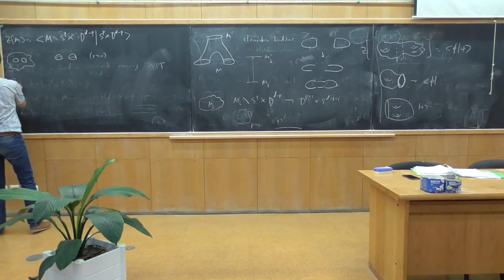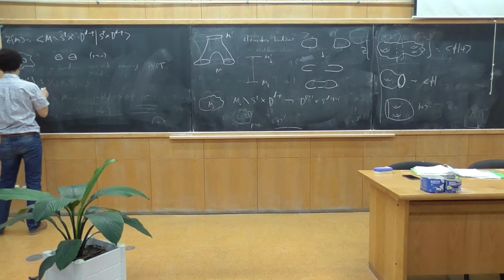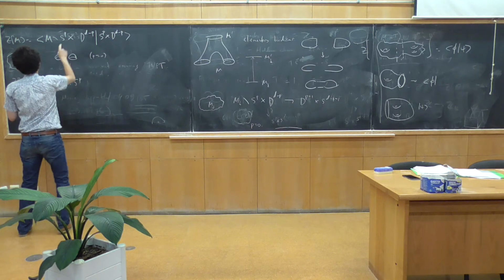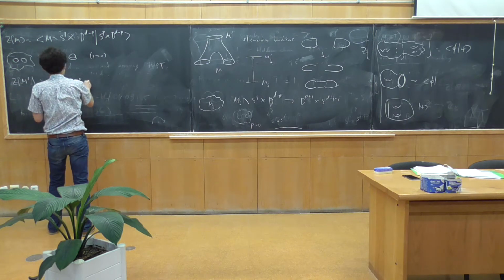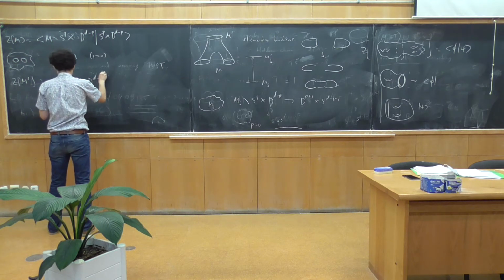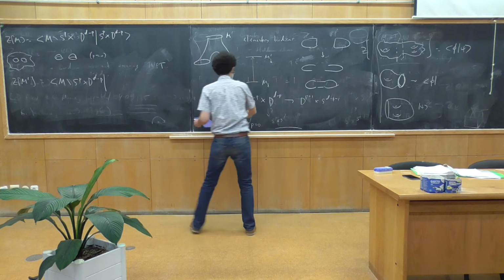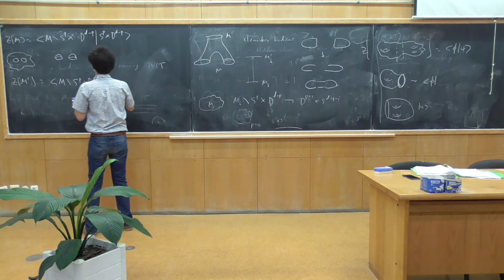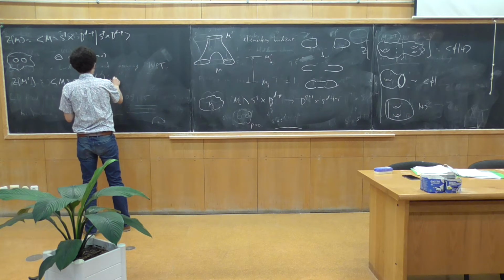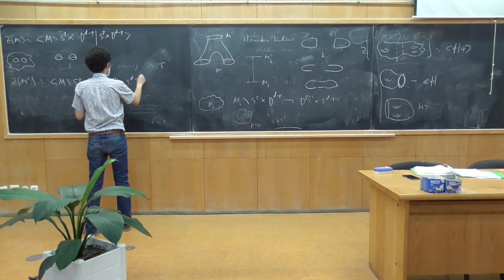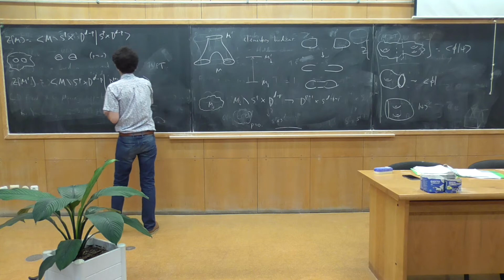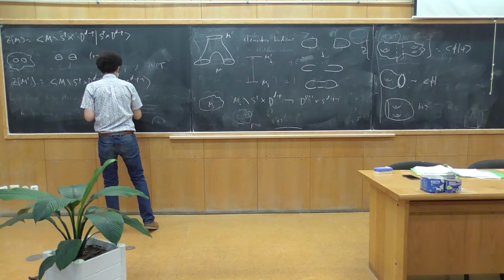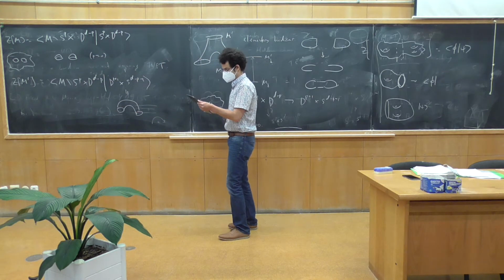Similarly, Z of M prime is the inner product of this with whatever state is prepared by the thing that I glue in. Right, so this is prepared by the tube that I glue in.